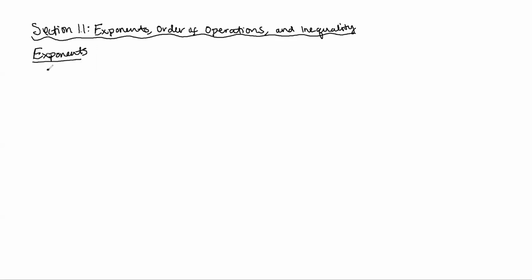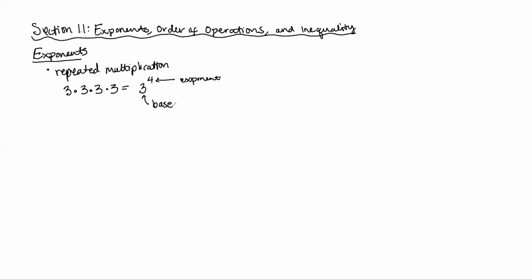So exponents are just a shorthand for repeated multiplication. And so what that means is that instead of having to write out, let's say, 3 times 3 times 3 times 3, mathematicians came up with exponents, so we can just write this as 3 to the 4th. And so in this expression here, the 4 is the exponent. And the 3 is what we call the base.